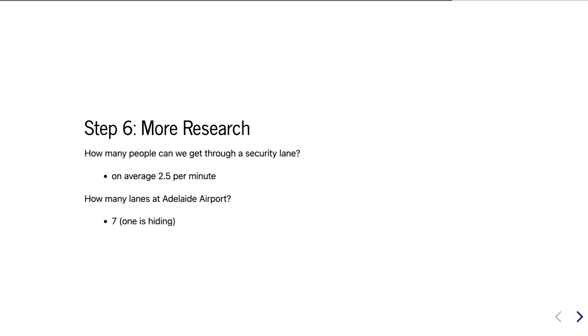So how many people do we actually get through a security lane per minute? On average, it's 2.5. And there's some research behind that. And then we also need to know the number of lanes at the Adelaide airport, and there's 7 of them. 1 is actually hiding, so I hope you can find it.